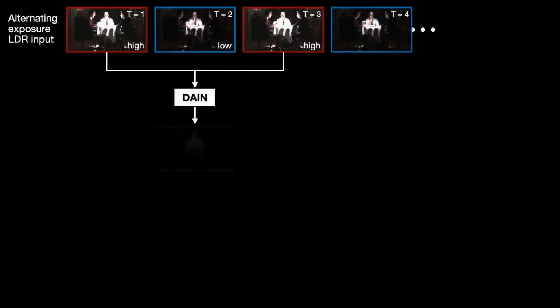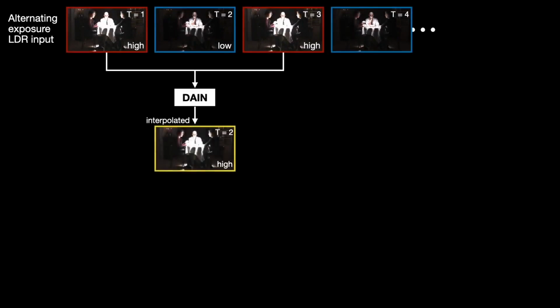Given an alternating exposure LDR input, we first interpolate between two consecutive similarly exposed frames to generate an LDR frame at the intermediate time step. We use depth-aware video frame interpolation, also known as DAIN, proposed by Bao et al. 2019 for generating intermediate frames.